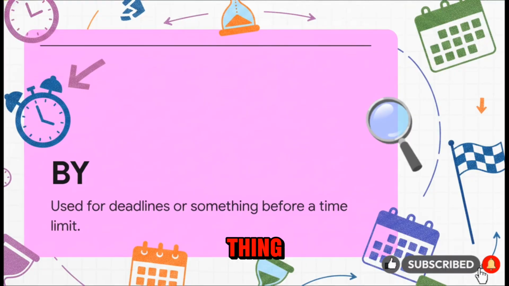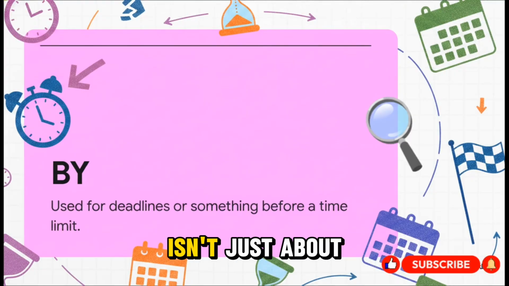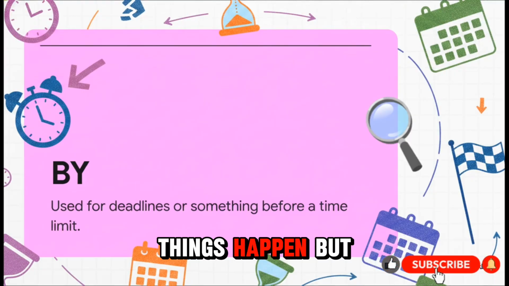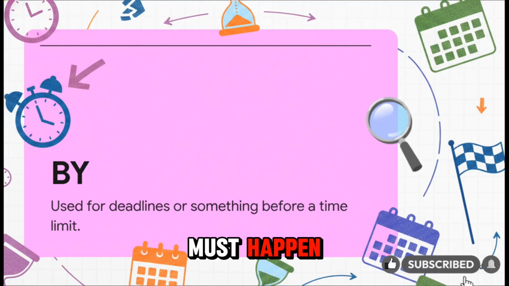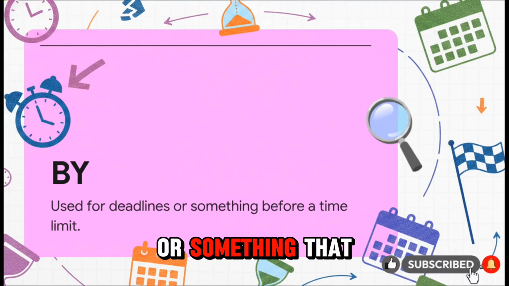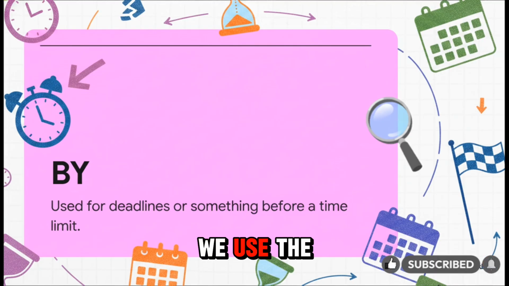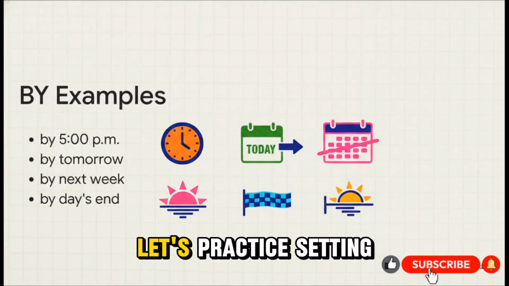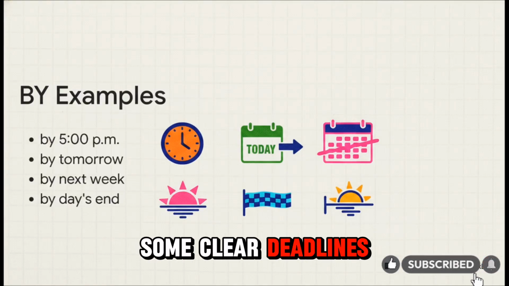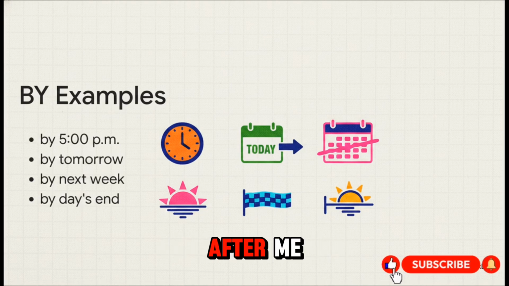Well, here's the thing. The crucial point is that time isn't just about when things happen, but also when they must happen. And that naturally brings us to deadlines. Whenever we talk about a deadline or something that has a strict time limit, we use the preposition by. Let's practice setting some clear deadlines together. Listen and repeat after me.